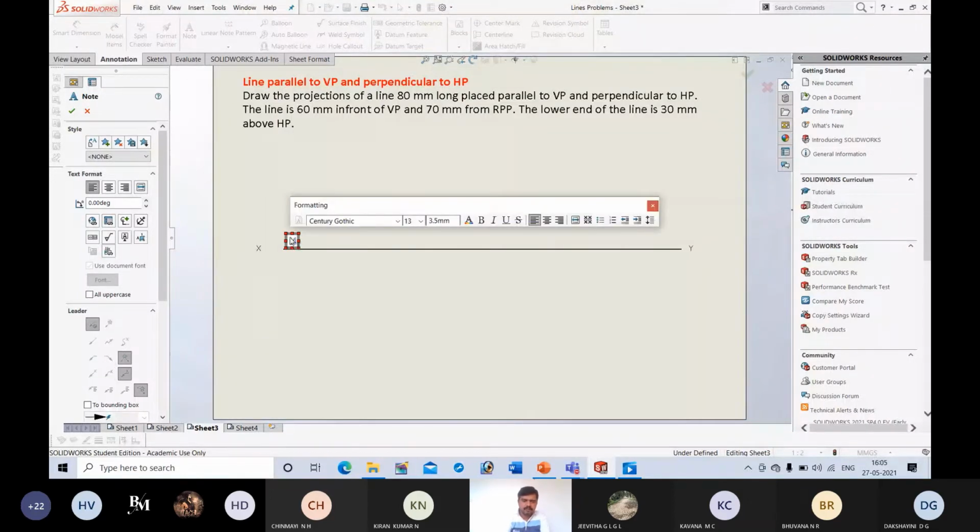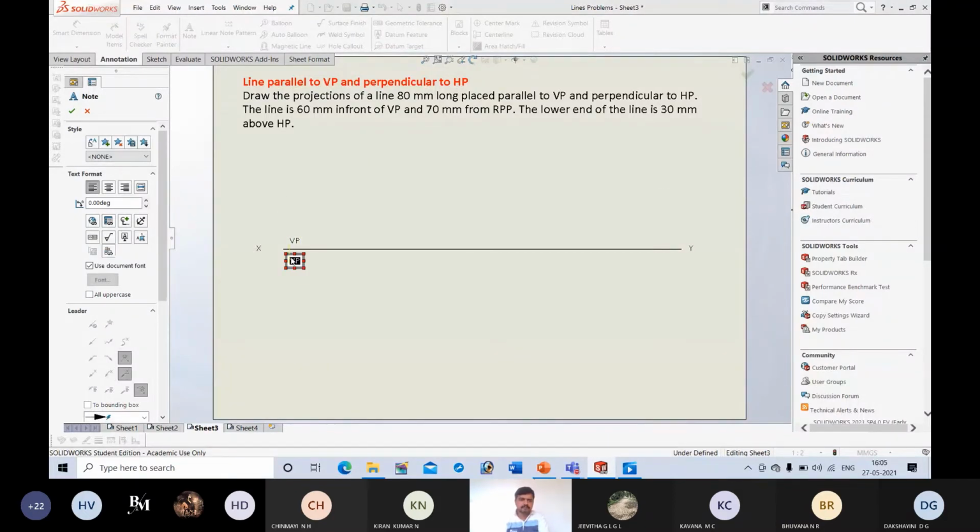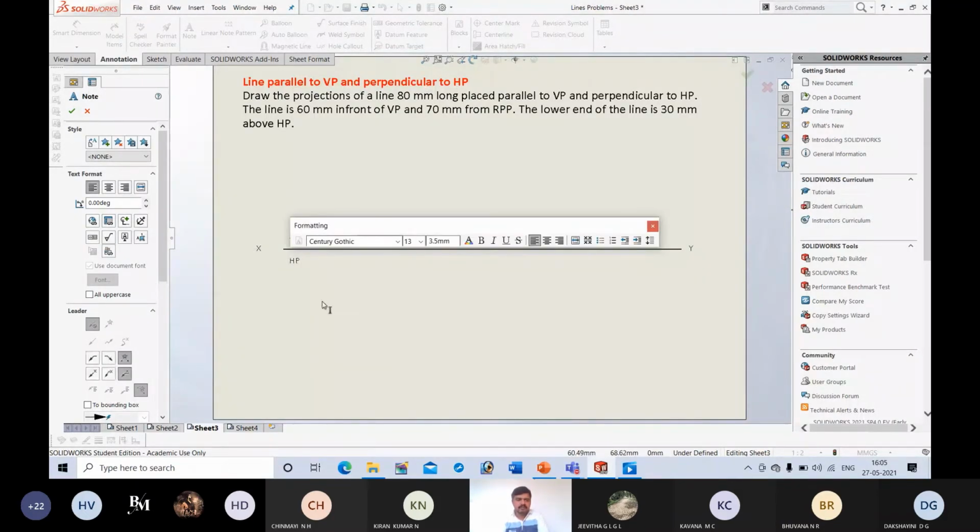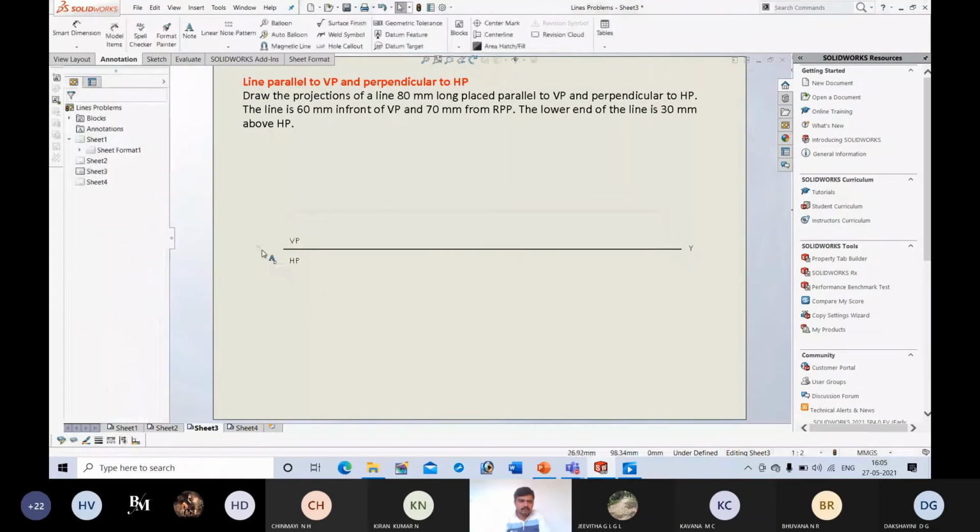Then I should write VP and HP. This is the common procedure for all problems. Next, draw the projections of a line 80 mm long placed parallel to VP and perpendicular to HP. The line is 60 mm in front of VP and 70 mm from RPP. The lower end of the line is 30 mm above HP.